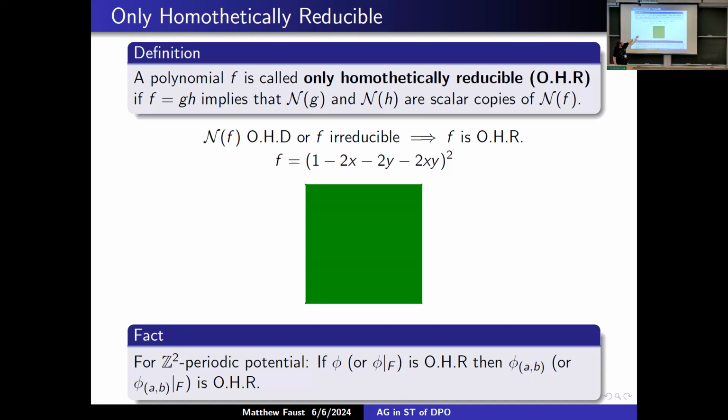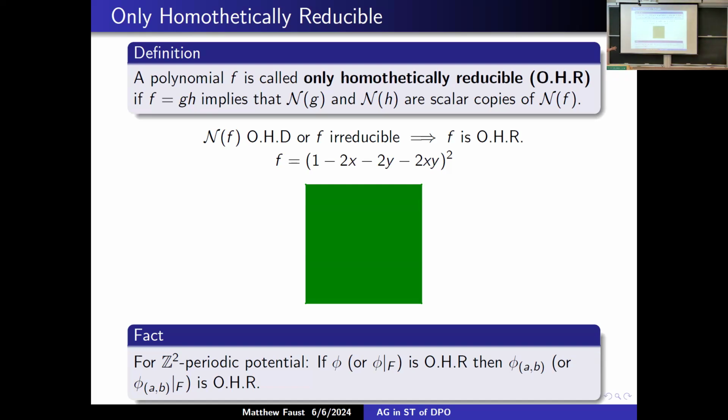In particular, it's a square of an irreducible that has a Newton polytope that is a square. So this would be only homothetically reducible polynomial. And the reason we care about this property is one can show through fairly standard arguments that if your dispersion polynomial or a facial polynomial is only homothetically reducible, then your expanded dispersion polynomial, phi sub AB, or the corresponding face of phi sub AB are also only homothetically reducible. So this is why I showed that.